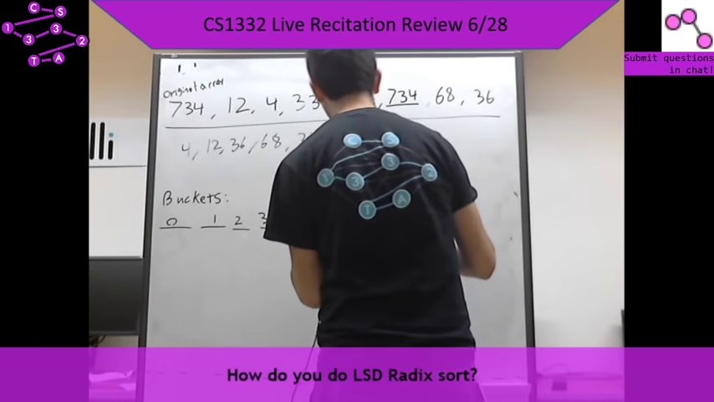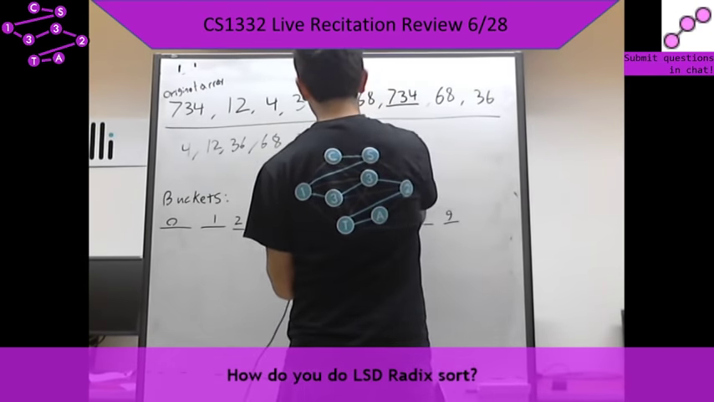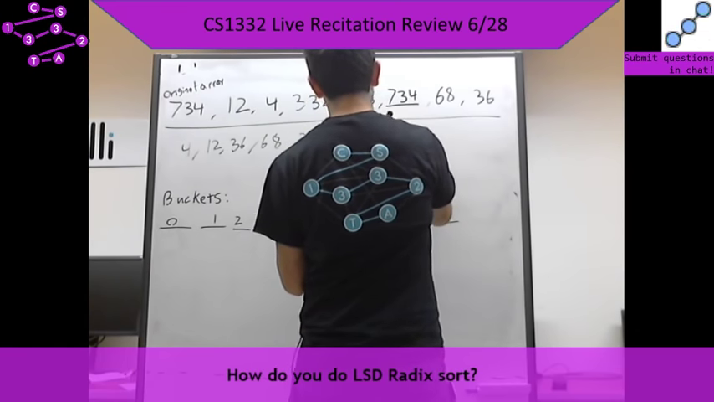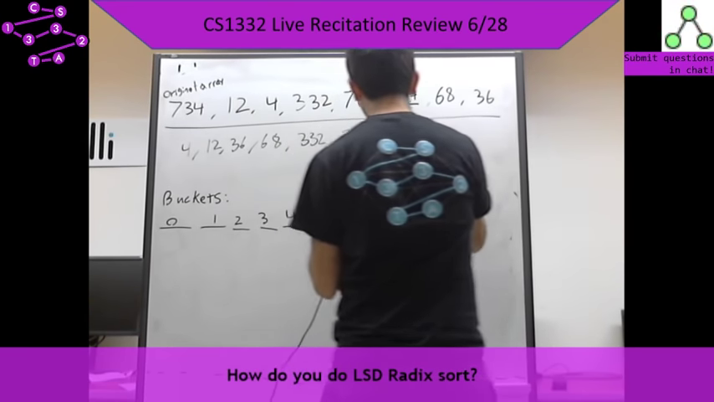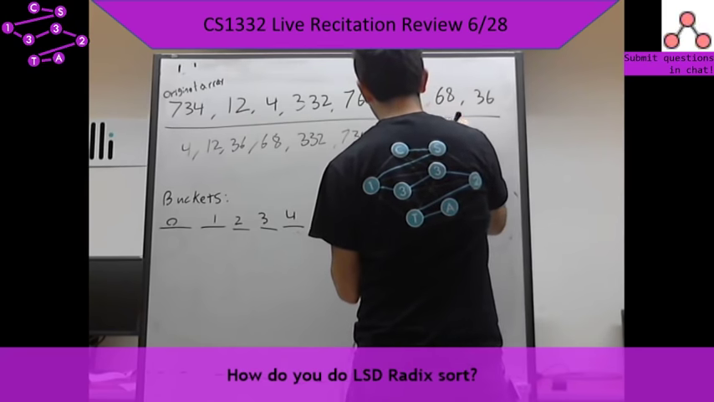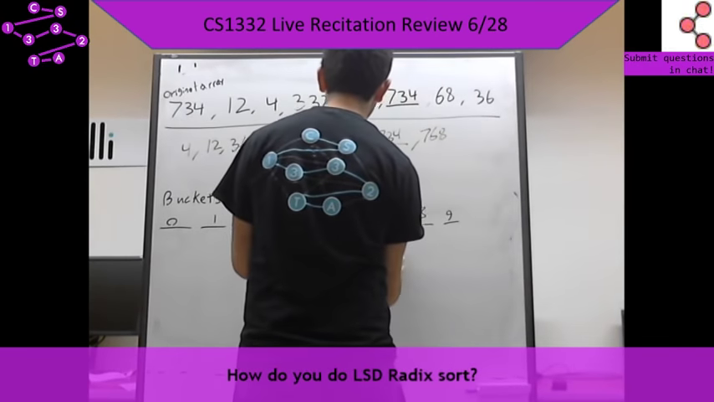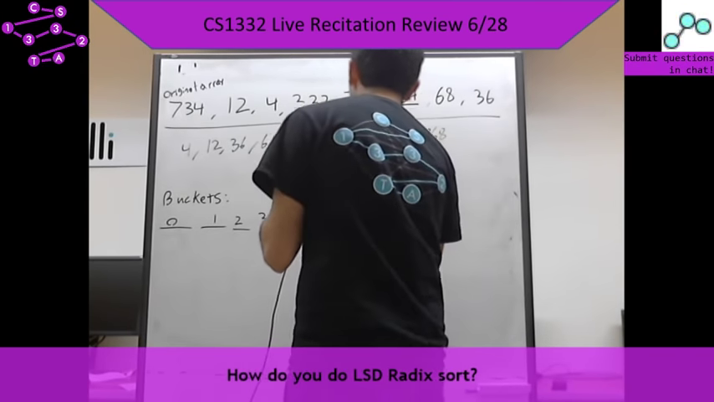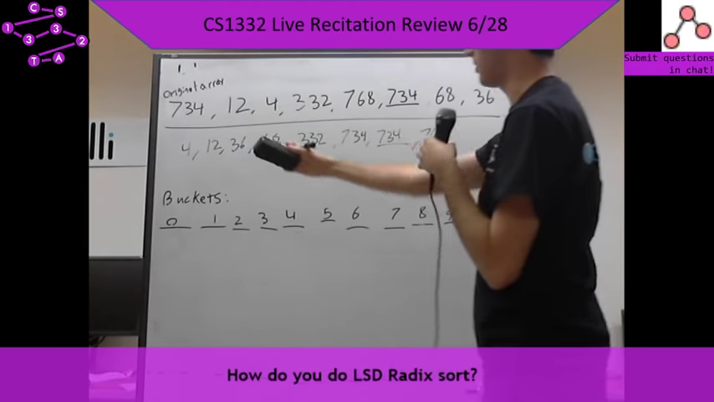Nothing on 4, 5, or 6. And then 7 has 734. 734 duplicate. And our 768. Nothing on 8 or 9. And thus we are done. And we have successfully sorted our array.